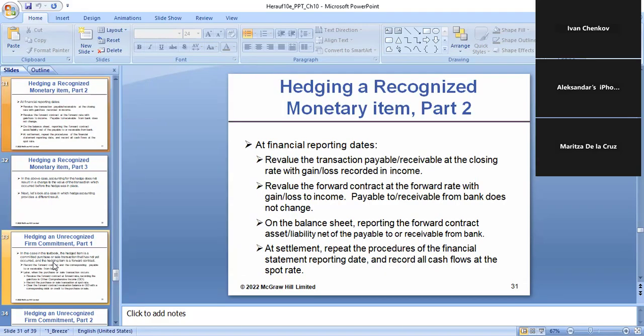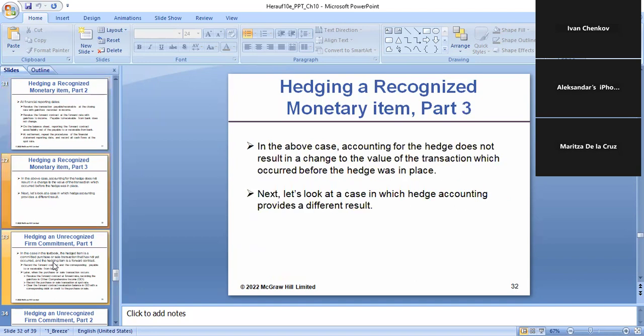And the settlement: repeat the procedure for the statement reporting dates, and record the cash flow at the spot rate. So on the settlement date, either we have to buy or we're going to receive something. So we have to use the spot rate to translate it to the functional currency. In both cases, accounting for the hedge does not result in a change to the value of the transaction which happened before the hedge was in place.